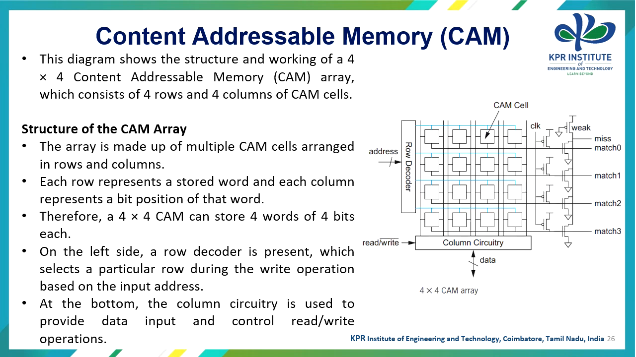Here the diagram illustrates the structure and working of a 4x4 content addressable memory array, which consists of 4 rows and 4 columns of CAM cells. The array is made up of multiple CAM cells arranged in rows and columns. Each row represents a stored word and each column represents a bit position of that particular word. Therefore, a 4x4 CAM can store 4 words of 4 bits each. On the left hand side, the row decoder is present, which selects a particular row during the write operation based on the input address. At the bottom, the column circuitry is used to provide the data input as well as control read or write operations.